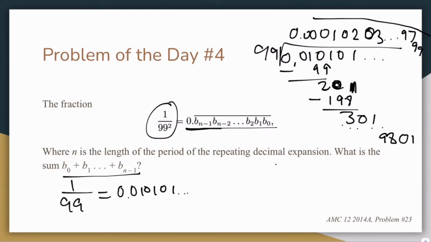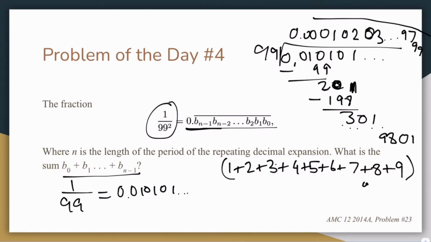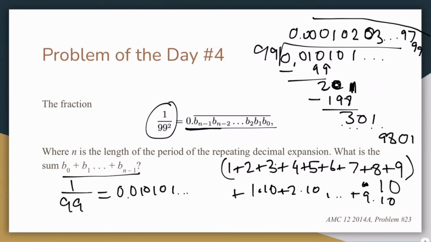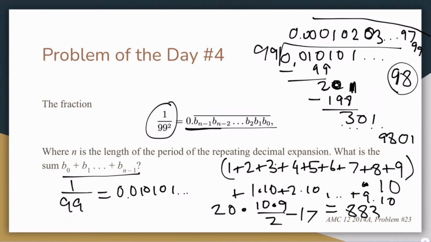Now, the sum of this is just 1 plus 2 plus 3 plus 4 plus 5 plus 6 plus 7 plus 8 plus 9 times 10, plus 1 times 10 plus 2 times 10, etc., plus 9 times 10. This is just 20 times 10 times 9 over 2 minus 17, since we cannot have the 98, which equals 883.